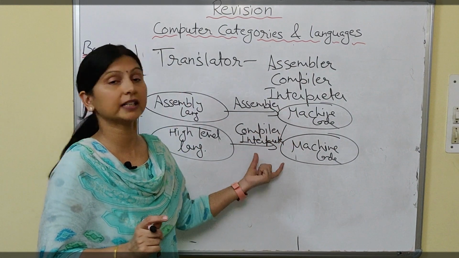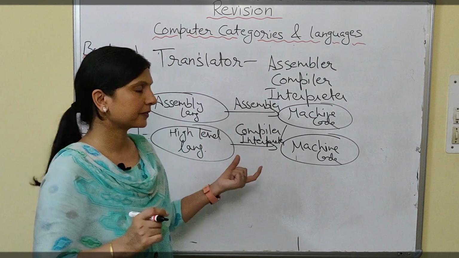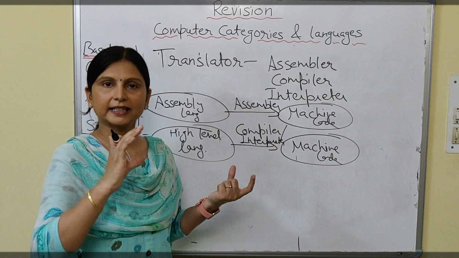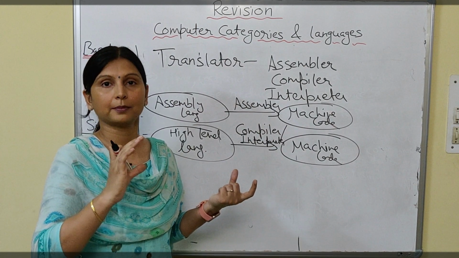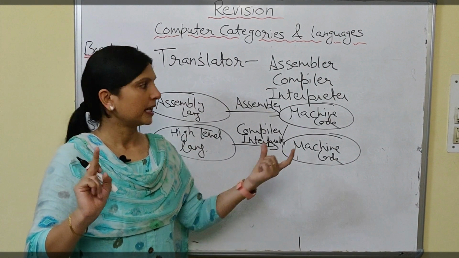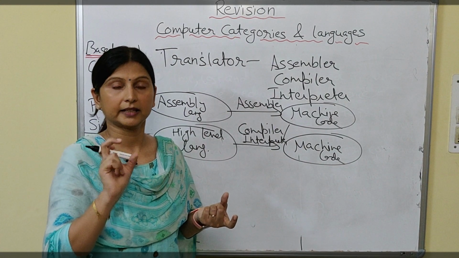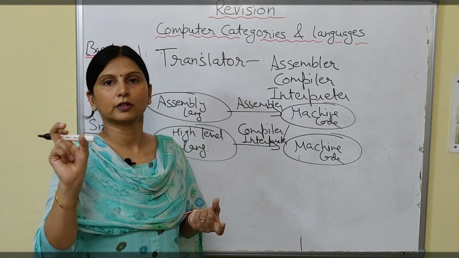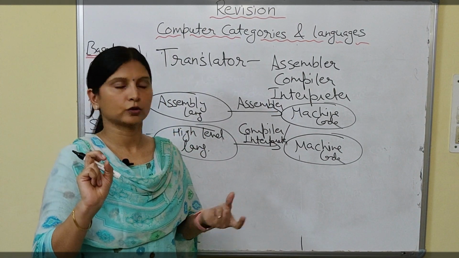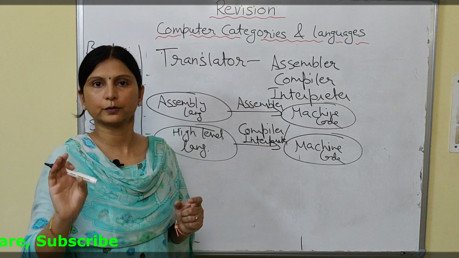Now what is the difference between compiler and interpreter? If they both have the same purpose, what is the difference then? See the difference. First, what does a compiler do? A compiler reads the whole program, the entire program at once, and then converts it into machine code. And an interpreter reads line by line and converts line by line. The interpreter reads the first line and converts it into machine language, then the second line, and converts it into machine language. So it converts line by line, and a compiler converts the whole program at once.